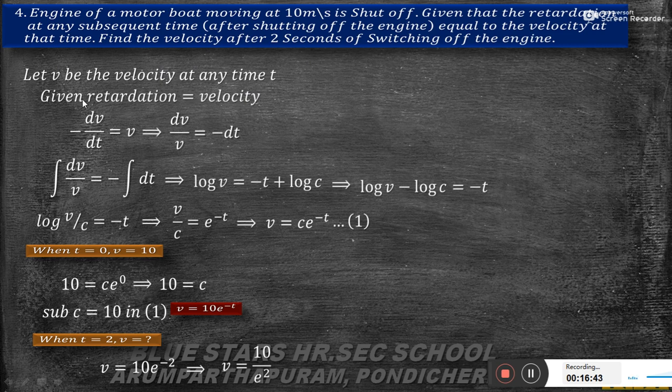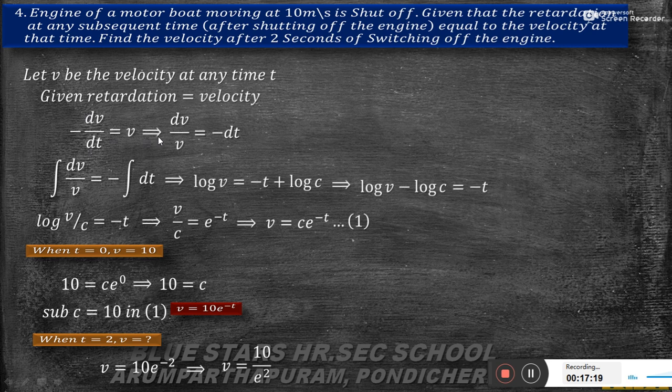So given retardation is equal to velocity. Retardation means it is backward, while velocity means it goes forward. Retardation means it is in the opposite direction of the velocity. So minus, retardation means it is the rate of change of the velocity, so minus dv by dt. This is the given condition: the retardation at any subsequent time is equal to the velocity. So retardation means I take minus dv by dt equal to v.